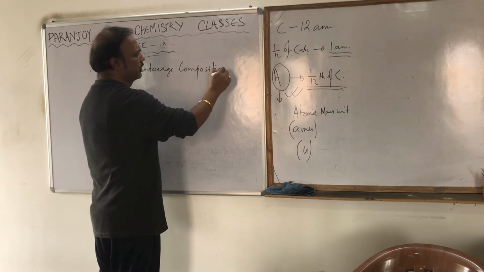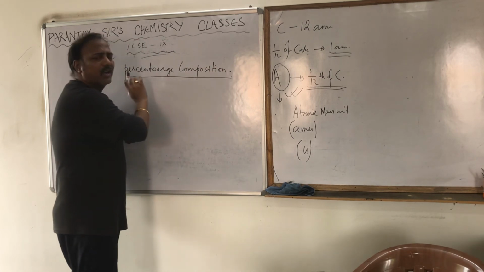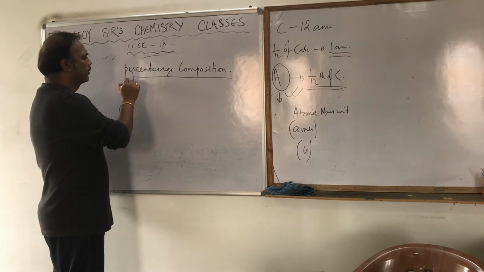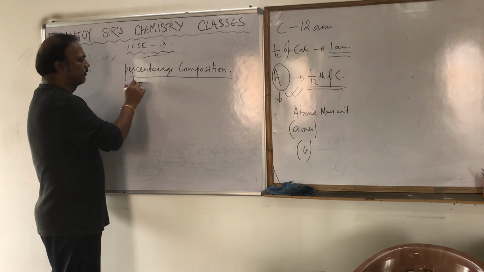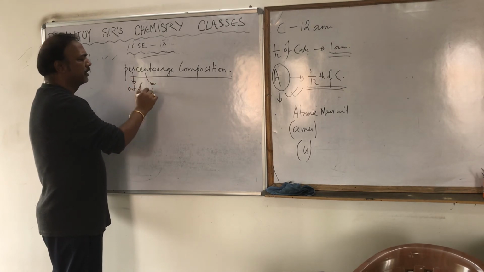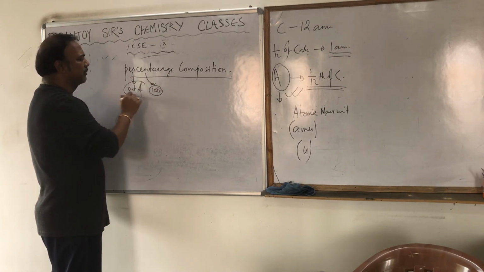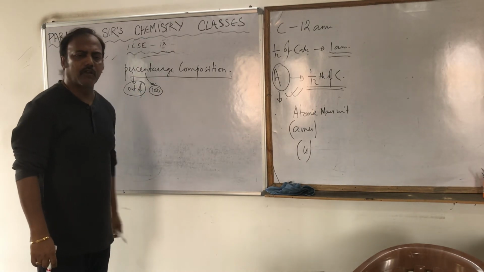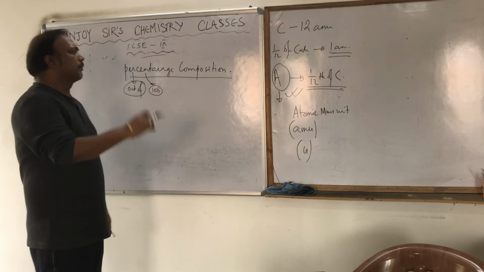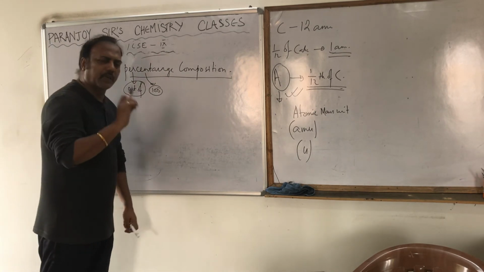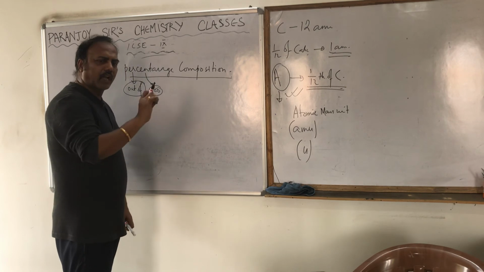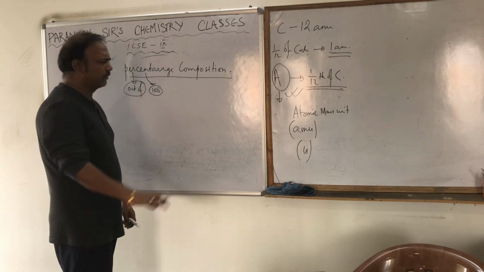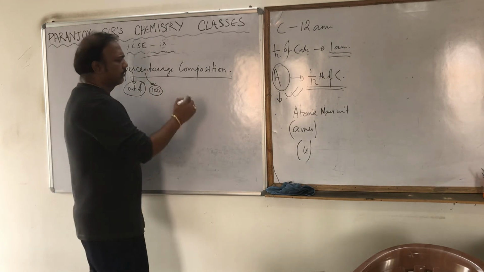What is percent? Per means out of, cent means 100. Percent means out of 100. It's nothing more. A particular element present in a molecule, how much of it is there out of 100, is called the percentage composition of that particular element. Let me take an example, then you can understand it better.